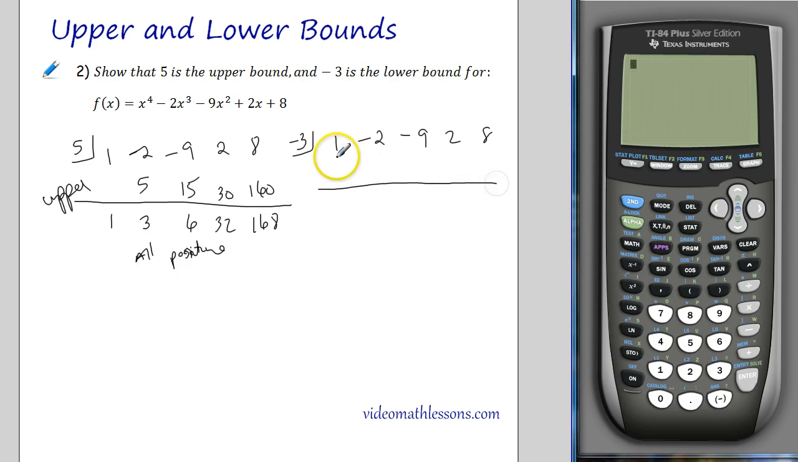Try it again. Bring down, so we got -3, -5, +15, 6, -18, -16 makes +48, and we add that and get 56. The signs go positive, negative, positive. They're alternating. That makes -3 the lower bound.